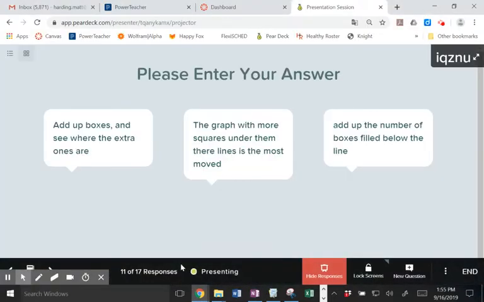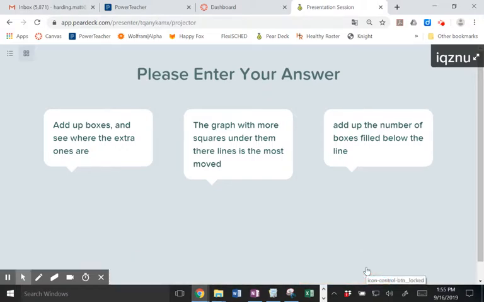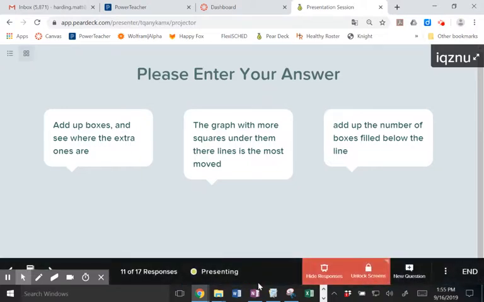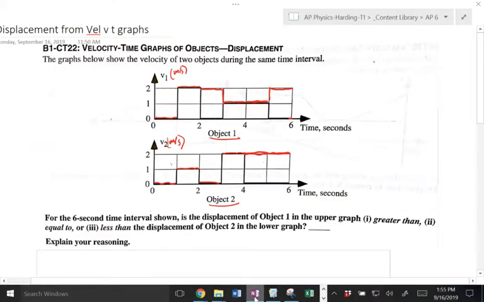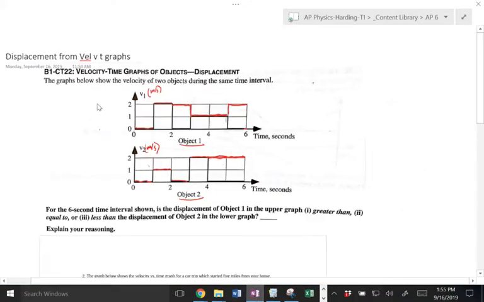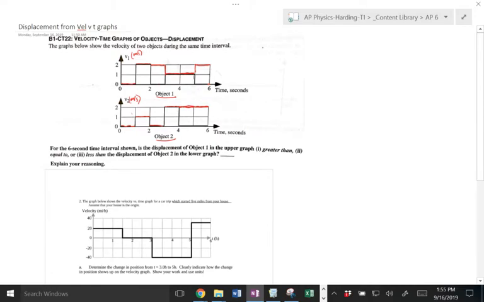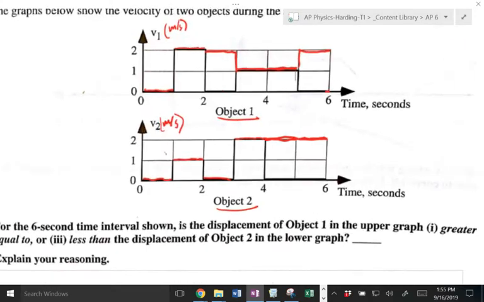Mr. Harding, whatever do you mean? I mean this, right? This is what you're doing. You add up the boxes and see where the extra ones are. The graph with more squares under its line is most moved. Add up the number of boxes filled below the line. So that's kind of the idea here. You're doing this thing that the Blake family calls calculus, but we in here call box counting.